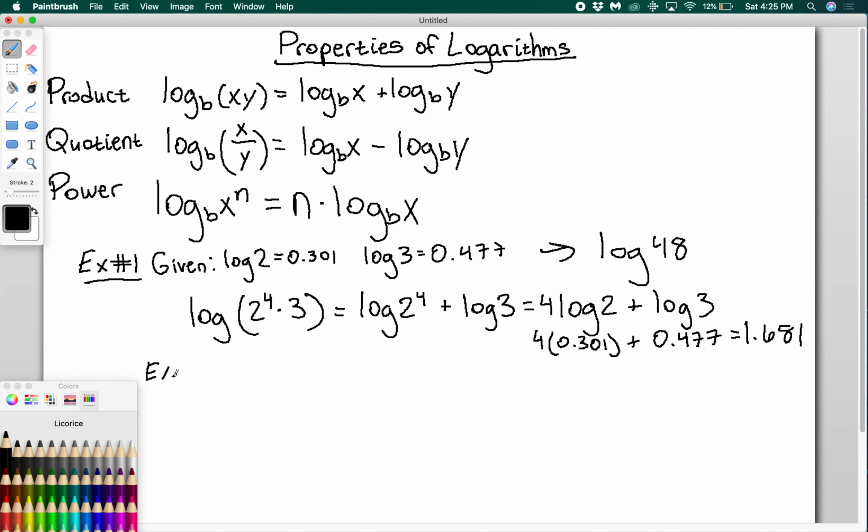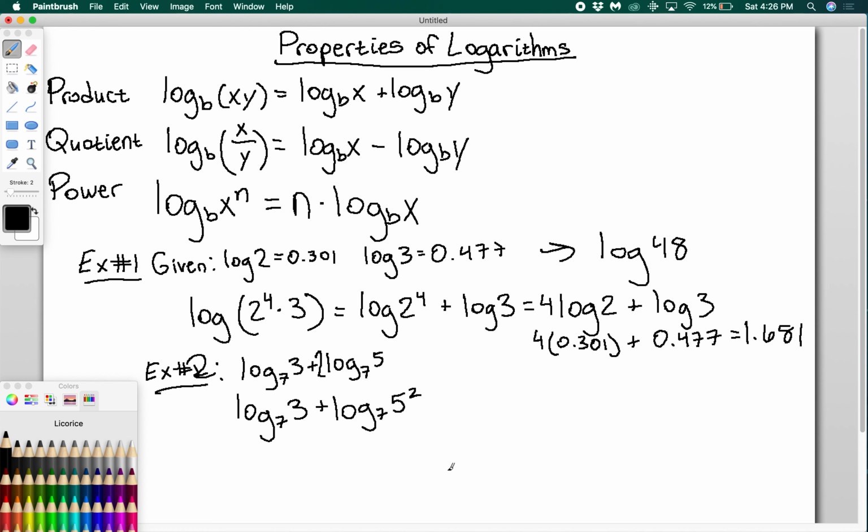This one, I don't want a number. I just want to combine these. How can I combine and simplify this? Let's say I have log base 7 of 3 plus 2 times log base 7 of 5. I want to get this into one nice log. So first I'm going to bring this 2 from the front into the logarithm as a power. I'll write this as log base 7 of 3 plus log base 7 of 5 squared.